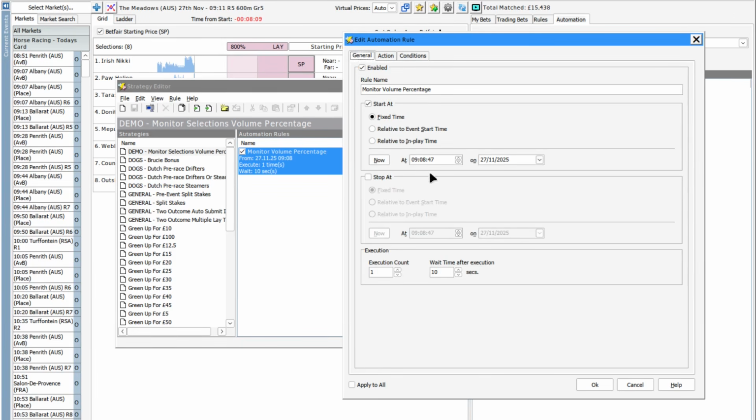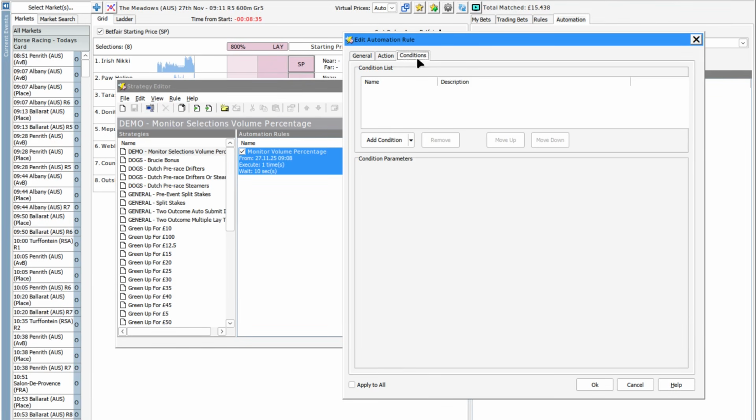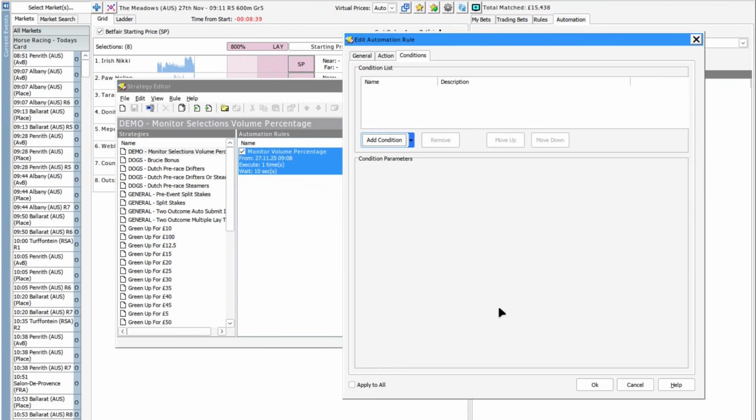Let's just set up this rule completely. First of all, I've given it a rule name of monitor volume percentage. It's going to run whenever the strategy is assigned to the market. But what we're going to do is set up an execution count. Now, how often you have that count incrementing is up to you. We'll leave it set to 10 seconds. The action is going to be dummy. And the condition is going to be selection volume percentage.